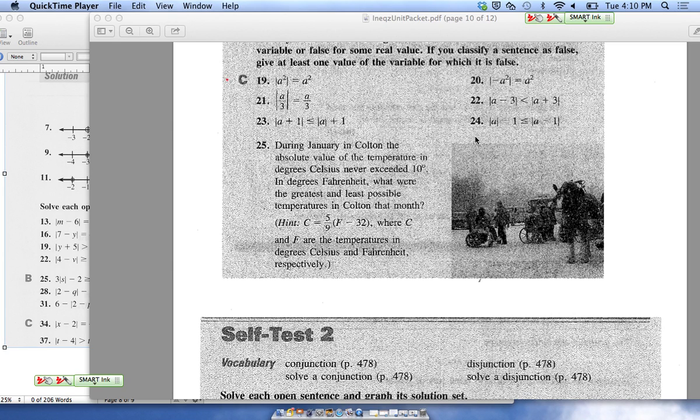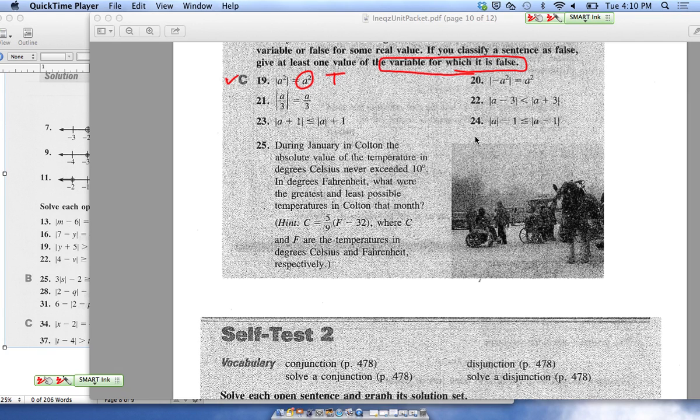Number 19, is the absolute value of a squared equal to a squared? That is a true statement. Absolute value always results in a positive number. And if I'm setting it equal to that same number being squared, that's also ensuring that I get a positive outcome.